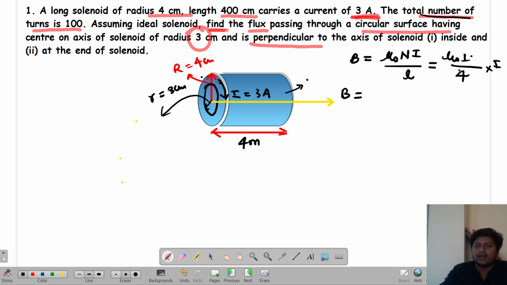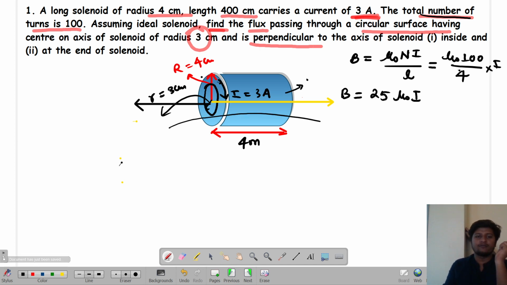So 100. So that is how much? 25 mu naught I. So the magnetic field is 25 mu naught I Tesla. Right or not? Yes or no? Now look over here. For this R, what is the direction of this circular surface? Towards this side or not? Tell me yes or no.